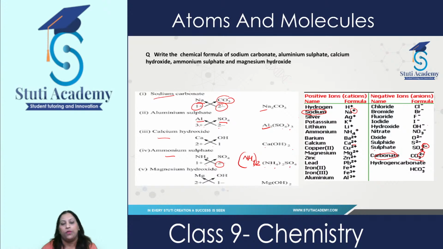Then we have magnesium hydroxide. Where is magnesium? Here it is. It has 2. And hydroxide, again, 1. After crisscrossing, we'll get Mg(OH)2. In this manner, a question can come in the exam. They'll give you the name of the chemical compound and then you have to write its formula.